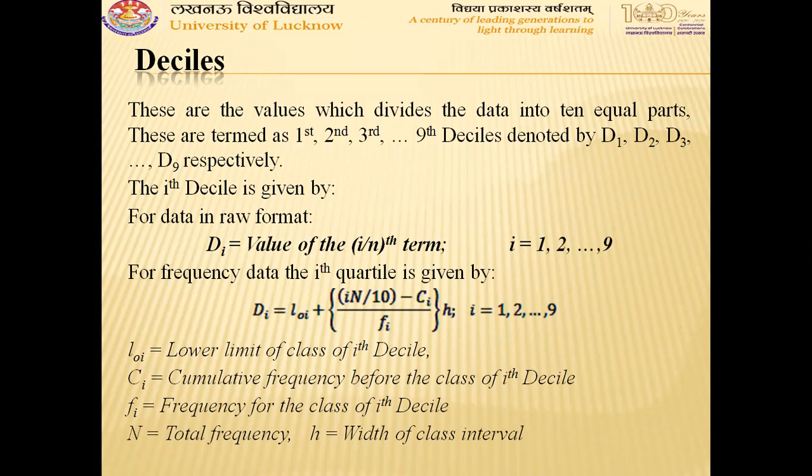For frequency data, the value of the ith decile can be obtained by using the formula Di equals L naught i plus (i n by 10 minus Ci) upon Fi into h. Again, i takes value 1, 2 up to 9. And for deciding the class of the ith decile, we use the quantity i n by 10.